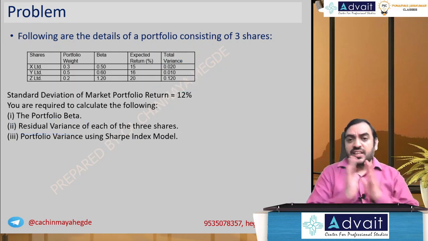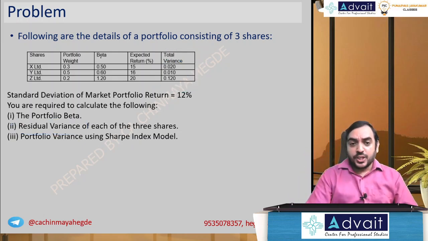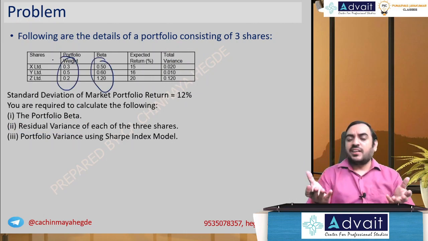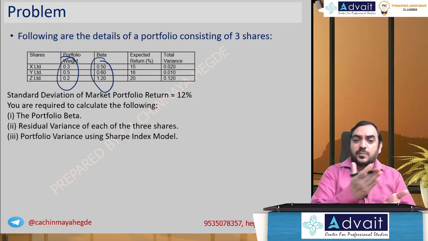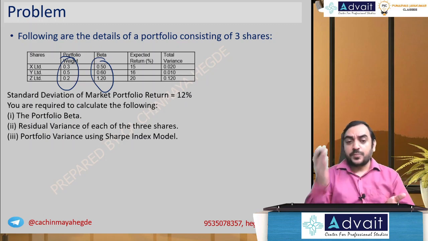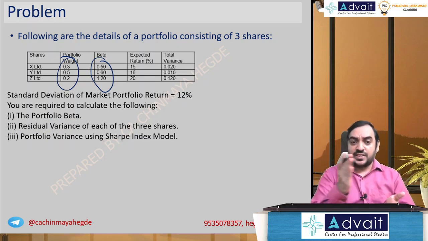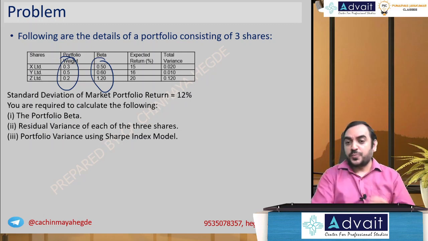Okay, so first thing is to calculate portfolio beta. We have beta here and we have weights. You know how to calculate the portfolio beta? Weights multiplied by respective beta. So 0.5 into 0.3, 0.6 into 0.5, 1.2 into 0.2. So let us do it.